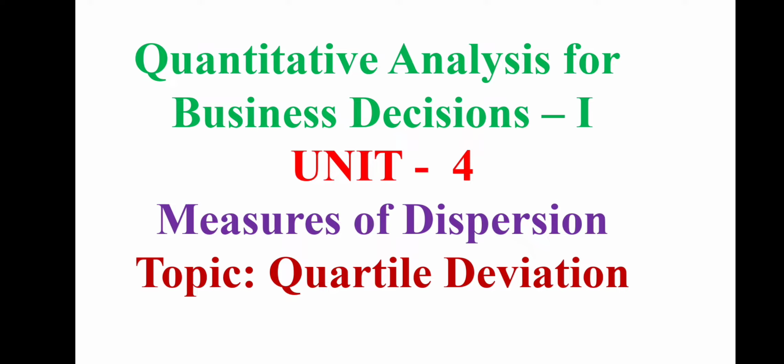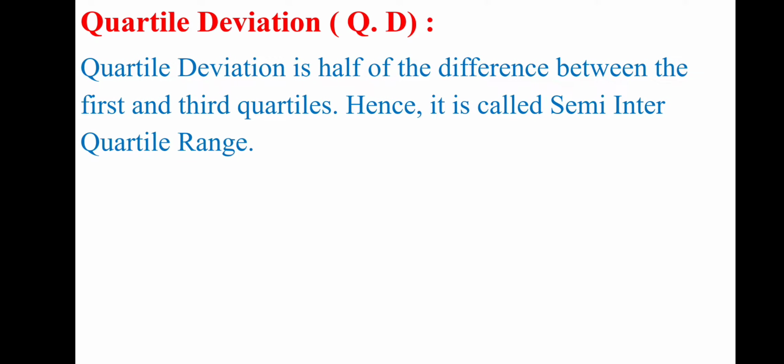First we are going to study definition of quartile deviation. Quartile deviation is half of the difference between the first and third quartiles. Hence it is called semi-interquartile range. Any one of the unit we can take, 1 kilometer, 1 meter, 1 centimeter, whatever the measurement we are taking, equally 4 parts if you divide, that is called quartiles, 4 parts. 2 parts if you divide, that is called median. 4 parts if you divide, it's called as quartile.